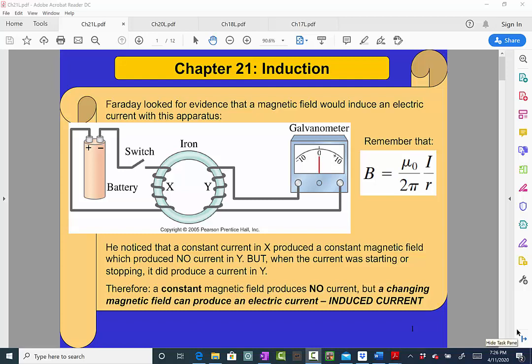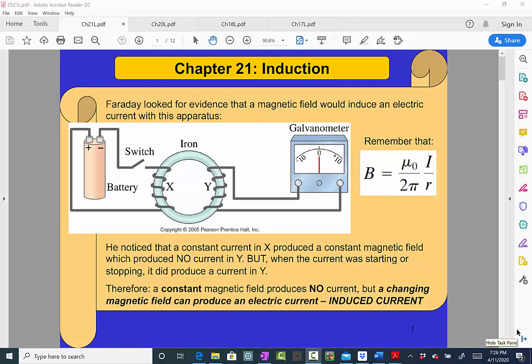Okay, so chapter 21 is about induction. Induction of what? Of current, of electric current. So the great question, which is a natural question, is the following. If we have current, we saw in chapter 20, around the current we create a magnetic field. So how about the other way around? If I have a magnetic field, can I create current?